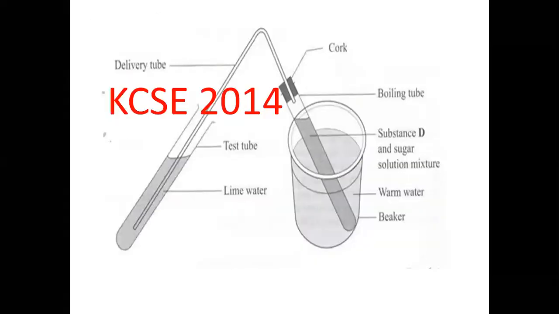Now in 2014, this was the broth that students were making, where we had sugar or glucose, and then we were adding yeast. And after we add the yeast, we incubate in a warm water for some time. Of course, we collected the gas, which turned lime water white. But now we were not to use a dropper.